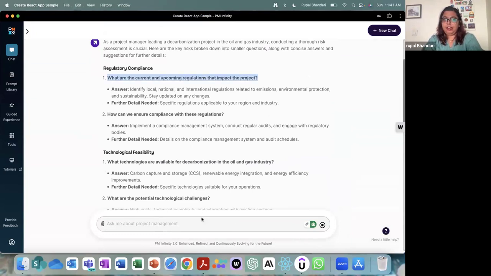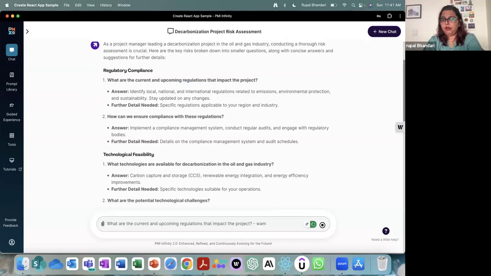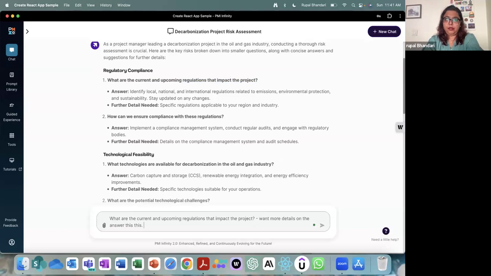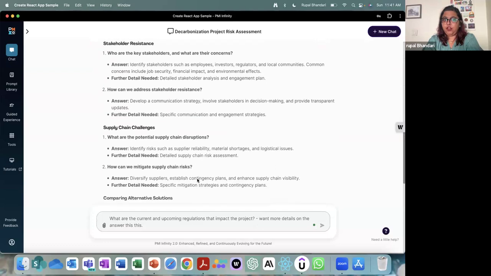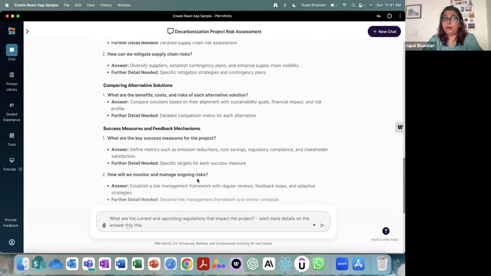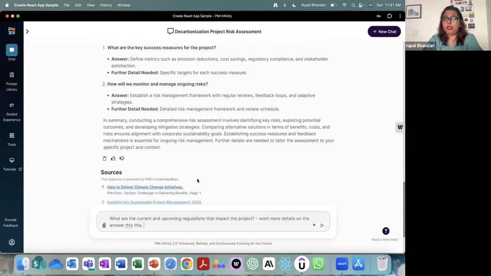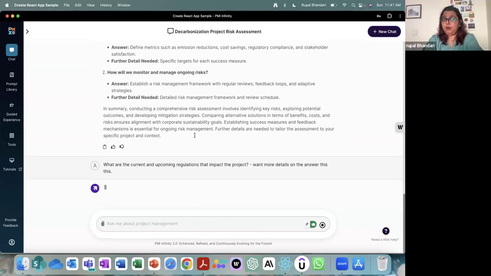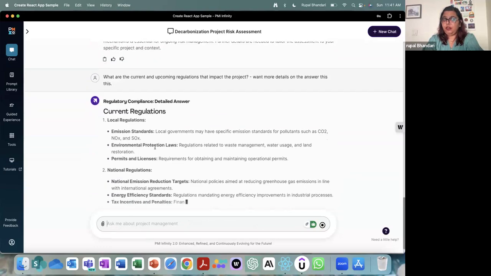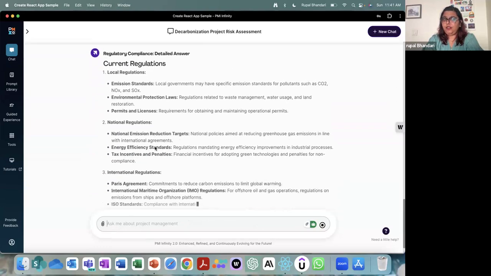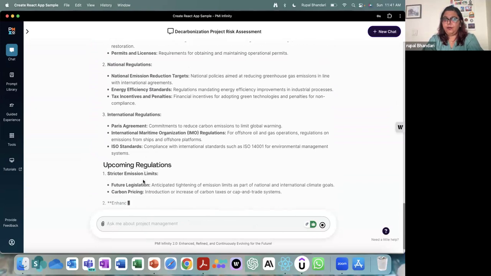Let's say I pick this and I'm like, I want more details on the answer to this. Okay. It's telling me about technical feasibility, financial impact, stakeholder resistance, supply chain challenges, comparing alternative solutions, etc. So is it going to give me more details? Yes, it's going to give me more details. What is the current regulation? National regulations, international regulations. What are your sources?